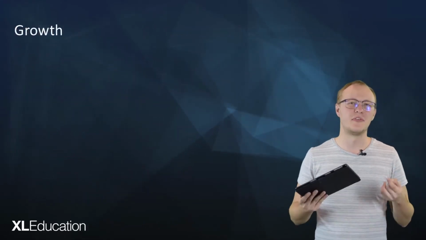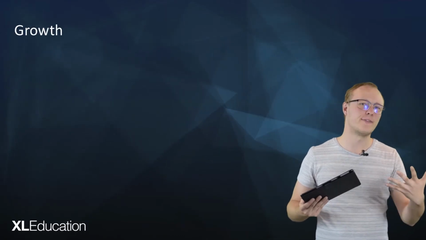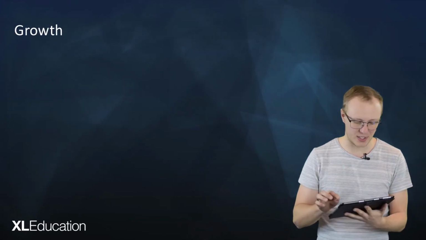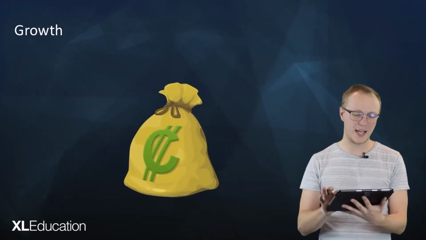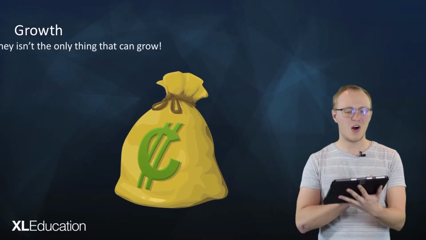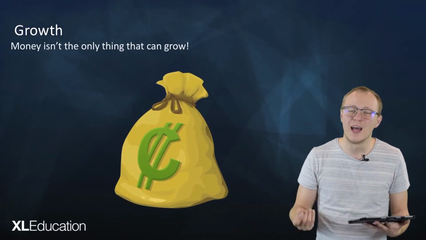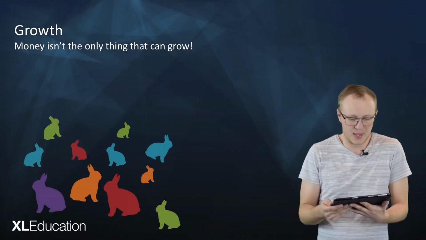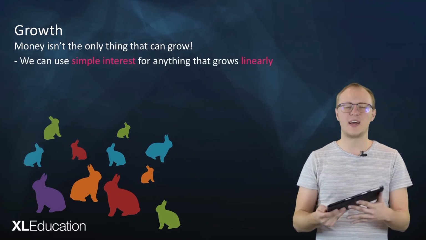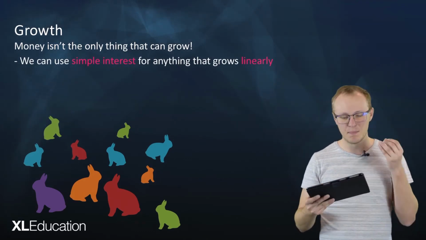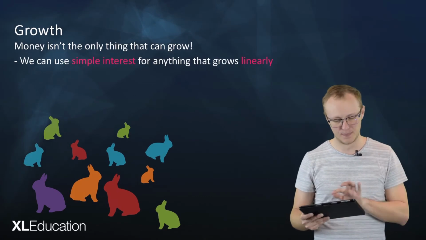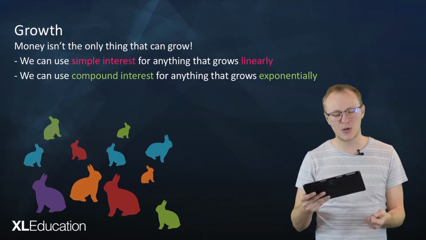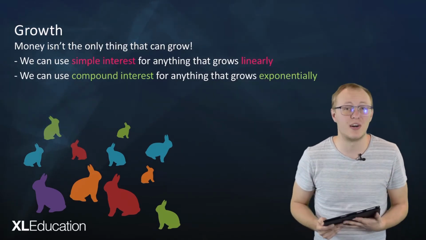Up until now, we've spoken about growth. The growth in an accumulated amount in an account under compound interest. But we've only been applying it to money. But there are other things in the world that can grow other than just money. For example, the population of rabbits. So, anything that grows linearly can be modeled using simple interest. And anything that grows exponentially can be modeled or calculated using compound interest.